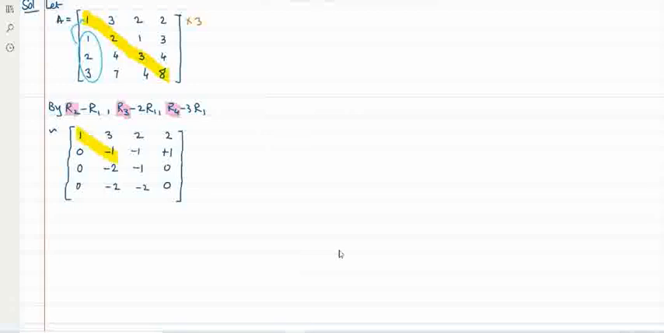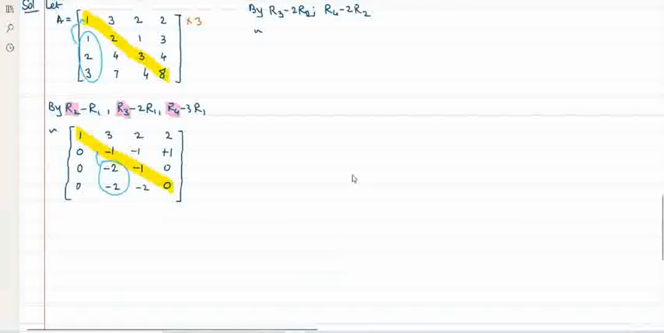This is again a diagonal entry. After that, these elements to 0. R3 minus 2R2, R4 minus 2R2. Is it right? Sir, R4: 0, minus 2, minus 2, minus 2. 8 minus 6. Okay, I have to calculate then. This one is minus 2. Then fine.